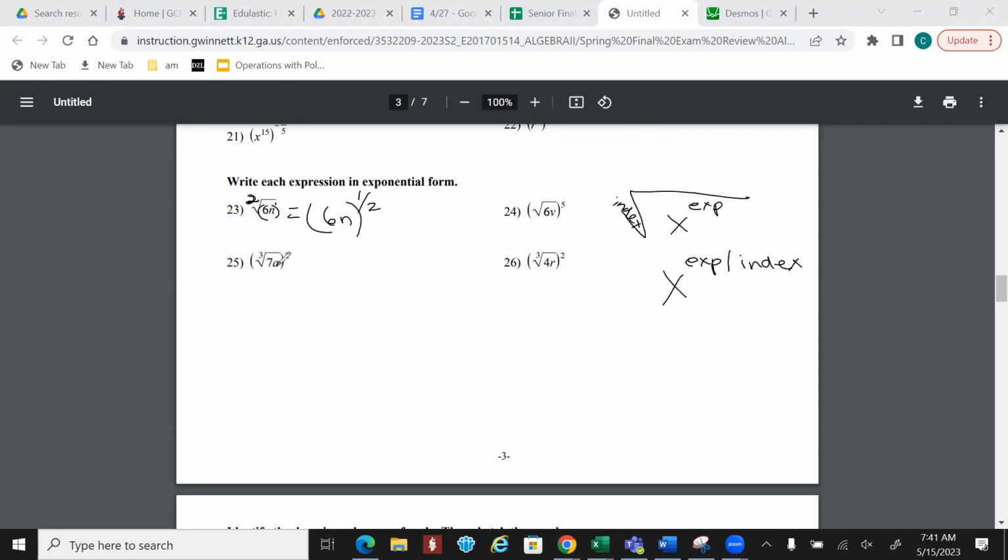On 25, they have this 3 here and a 2 here. So we're going to say 7a, and we're going to raise it to the 2/3. 2 goes on top, and 3 goes on the bottom.